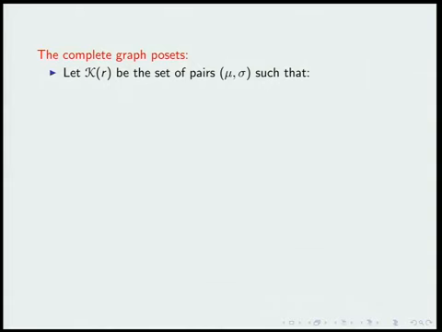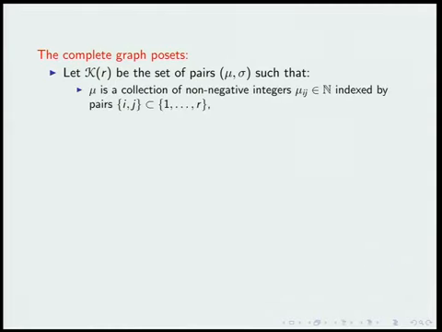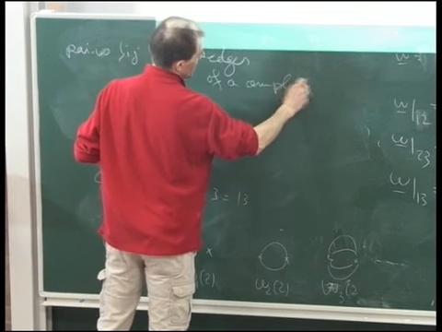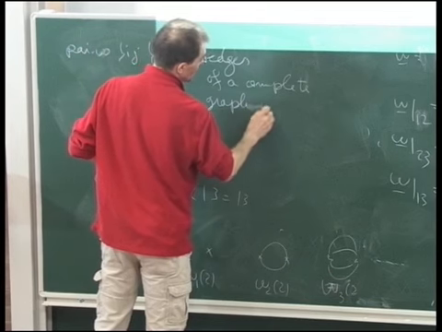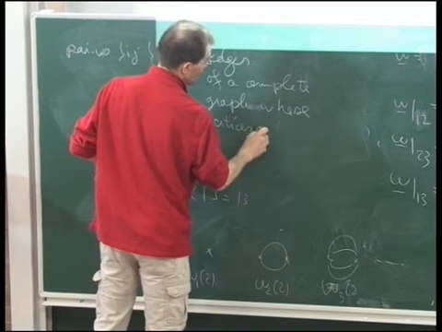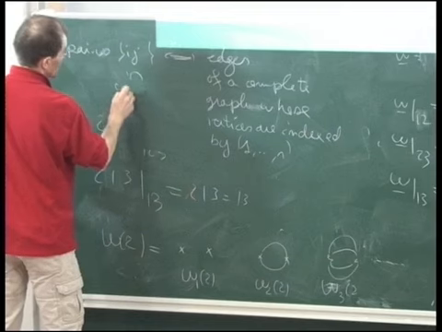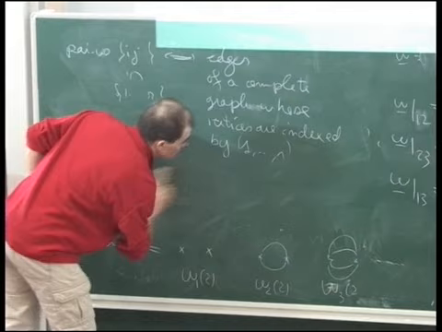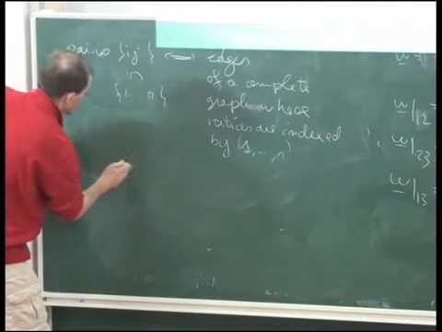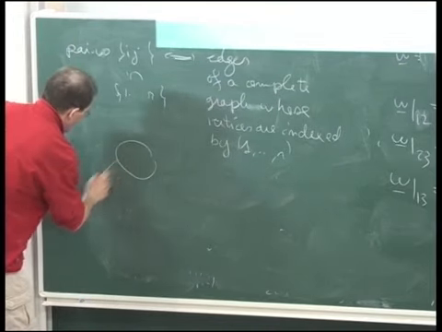So here is a rough definition. K_R is a component of this poset. It's the set of pairs (mu, sigma), where mu is a collection of non-negative integers indexed by pairs, and sigma is a permutation. Maybe I should give a graphical picture. You can identify pairs (i, j) with edges of a complete graph whose vertices are indexed by 1 to R, assuming that (i, j) is a pair in 1 to R. So this explains the name complete graph poset. So that's an example.